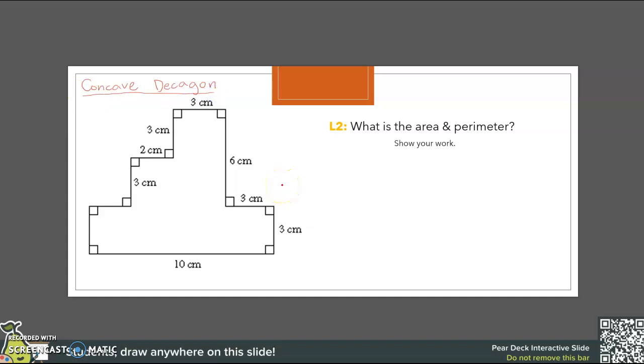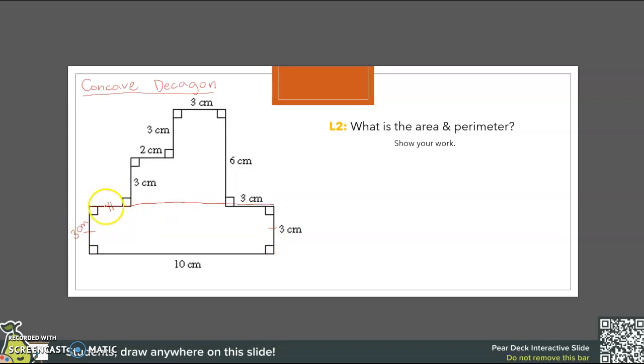To find the perimeter of this concave decagon, you need to add all the side lengths together because perimeter is the rim around a shape, the outline of a shape. Since we are missing 2 side lengths, we need to figure out what this side length is and this side length is. First, this side length must be equal to this side length because they are both the short sides of a giant rectangle. So this side length must be 3 centimeters.